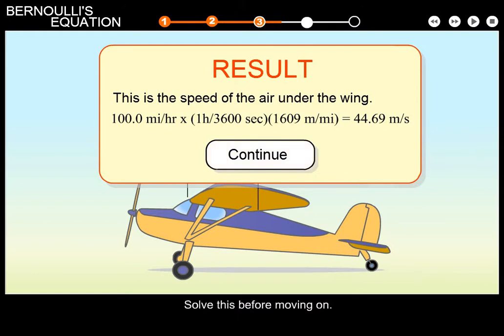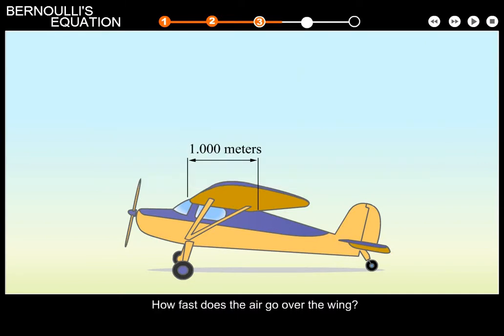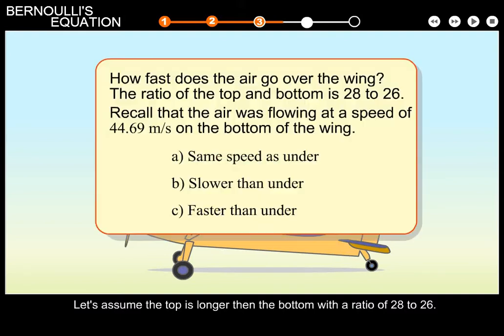How fast does the air go over the wing? Let's assume the top is longer than the bottom with a ratio of 28 to 26.